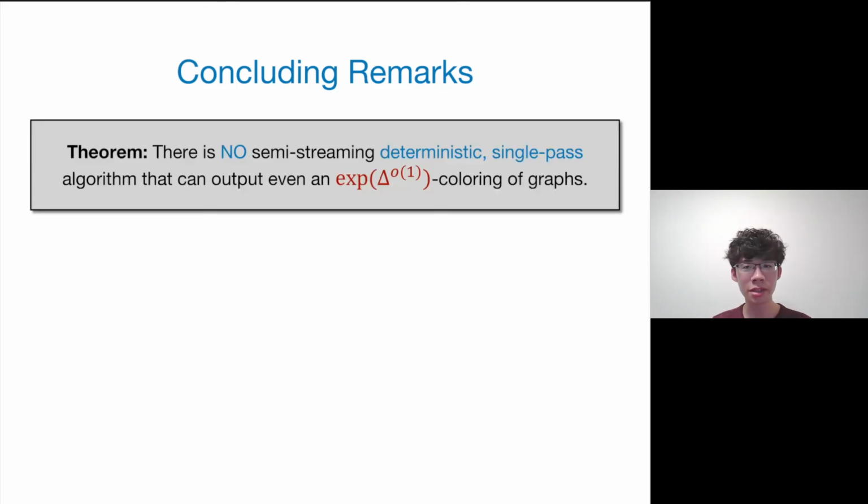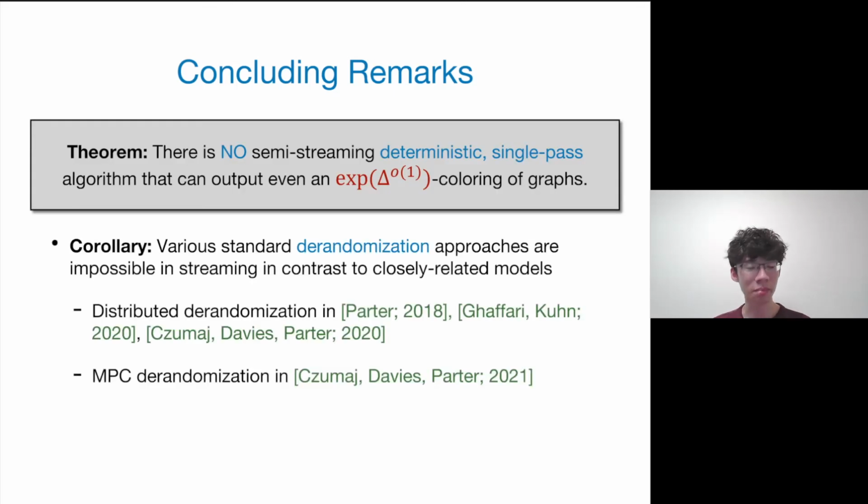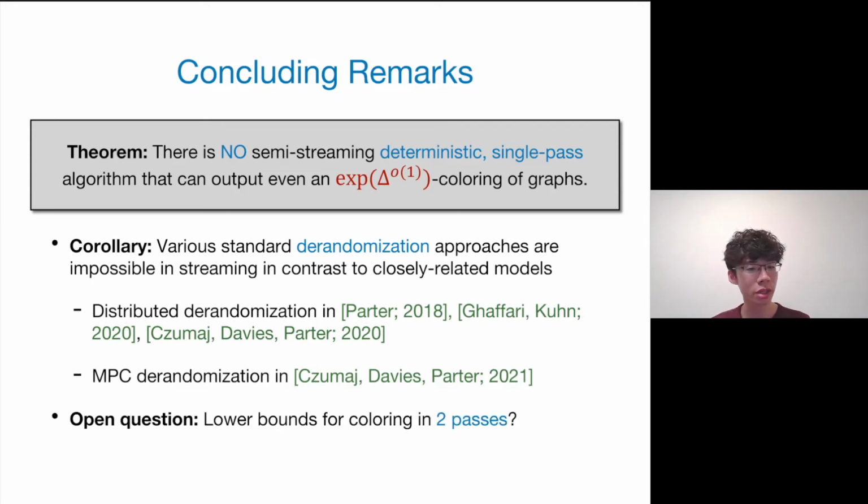For some concluding remarks, this was our main theorem, just to remind you. But a corollary to this theorem is that various standard de-randomization approaches are not possible in streaming, in contrast to many closely related models like distributed computing and MPC. In these papers, the authors use de-randomization approaches to de-randomize randomized algorithms. But these would not work in streaming because we have this very strong lower bound for a problem in streaming. And to leave off, one open question is that we don't know any lower bounds for coloring in 2 passes. So this could be interesting to look into as well.